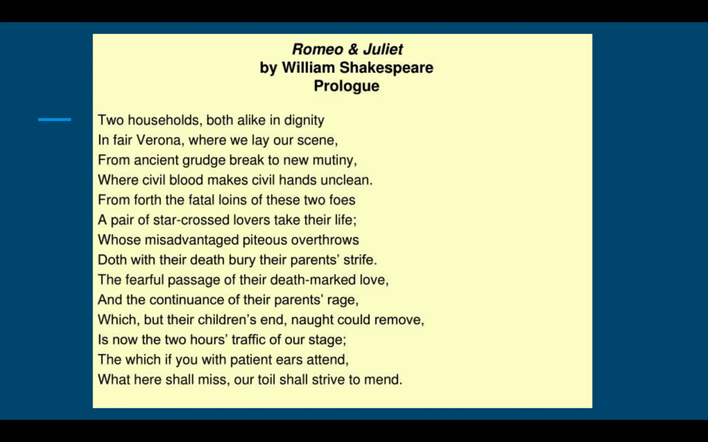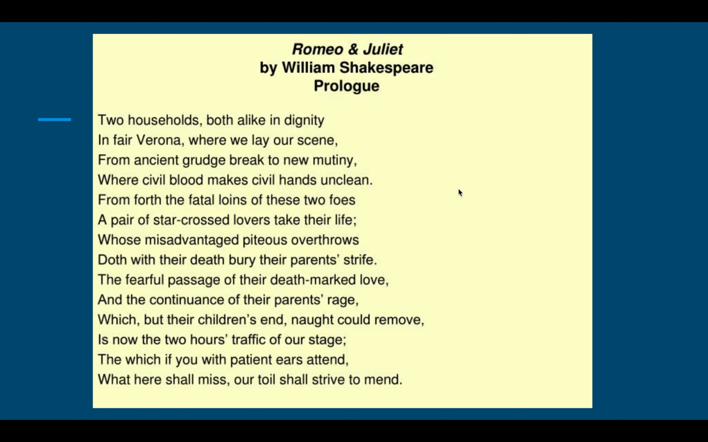Two households, both alike in dignity, in fair Verona where we lay our scene, from ancient grudge break to new mutiny, where civil blood makes civil hands unclean. From forth the fatal loins of these two foes, a pair of star-crossed lovers take their life, whose misadventured piteous overthrows doth with their death bury their parents' strife. The fearful passage of their death-marked love, and the continuance of their parents' rage, which but their children's end naught could remove, is now the two hours' traffic of our stage, the which if you with patient ears attend, what here shall miss, our toil shall strive to mend.